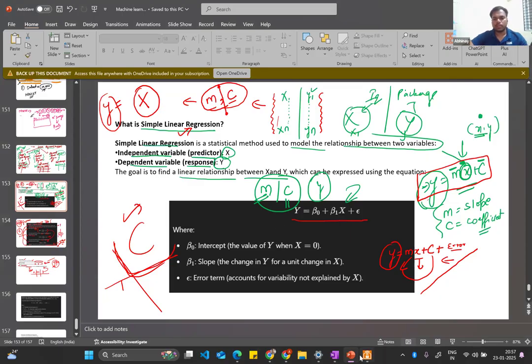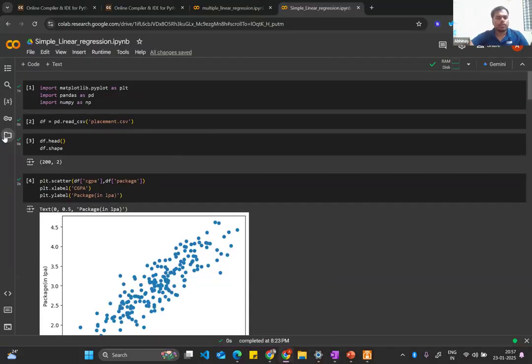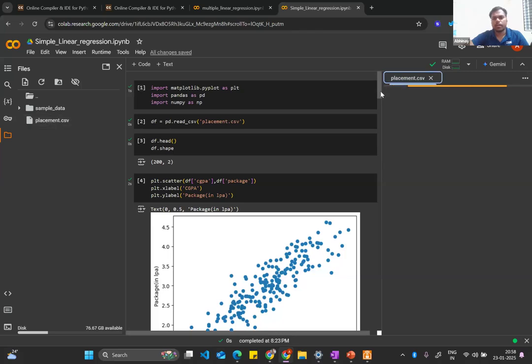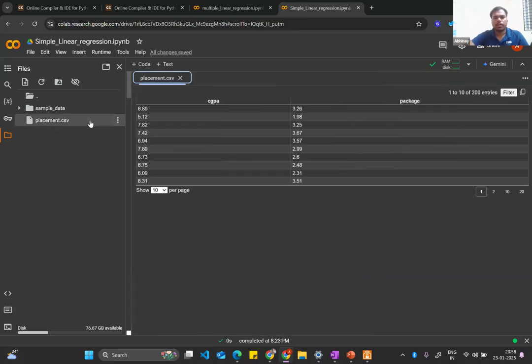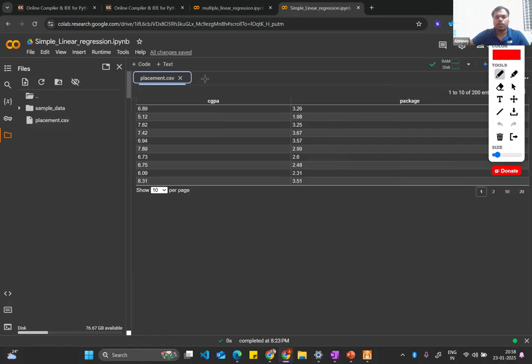And okay, now moving to the coding part, right? So we will have a data set, and in this data set we again have two columns. One is your input column, that I already told you. The second one is your output column. The output column is package, the input column is your CGPA, right? And with the two columns, we will use the simple linear regression for this purpose.